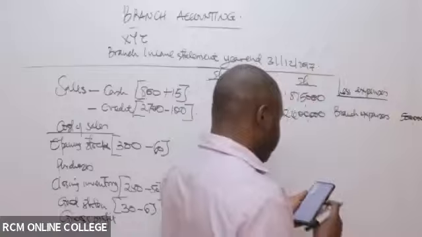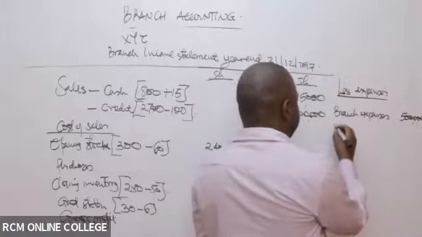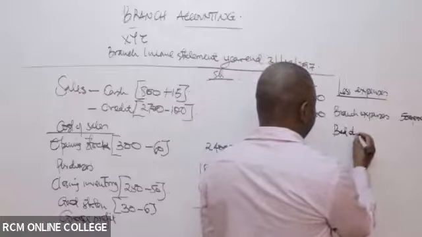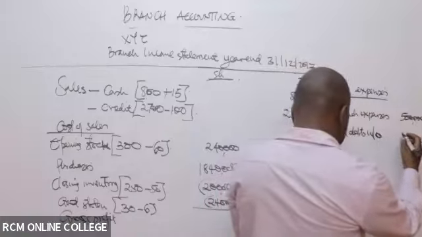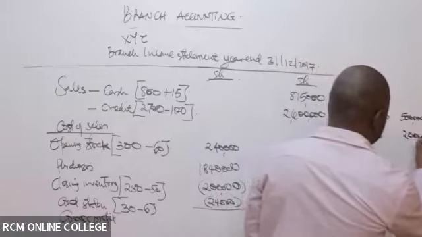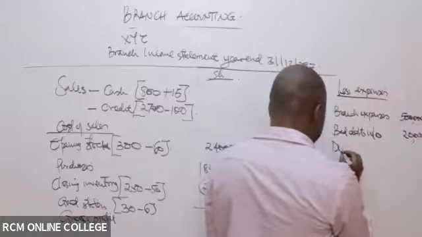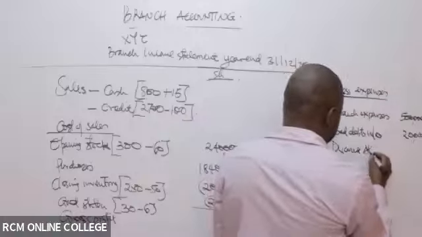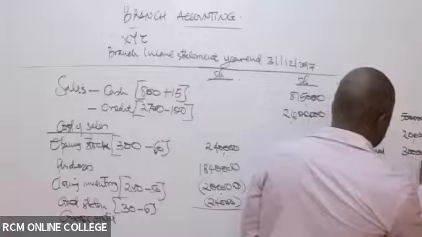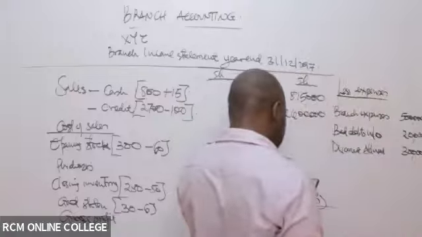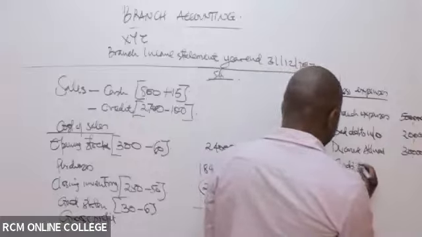Then the other expense in this case we have is bad debt written off. Bad debt written off is actually 20,000. Then you have in this case discount allowed. I think it's 30,000. Another expense we have, there were some goods which were stolen. That is an expense the entity will end up having to incur.